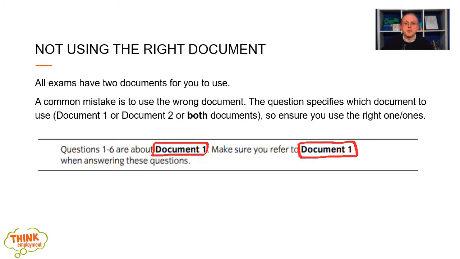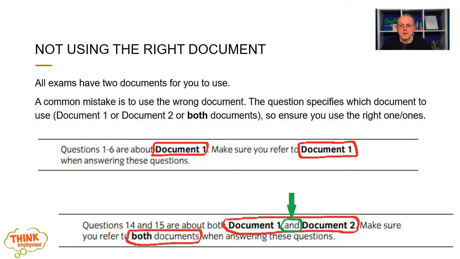Let's have a look at some examples. Questions 1 to 6 are about document 1. Make sure you refer to document 1 when answering these questions. So from the start, it is specified here which document for you to use. Questions 14 and 15 are about both document 1 and document 2. Make sure you refer to both documents when answering these questions. Here again, it is very much highlighted what documents for you to use.